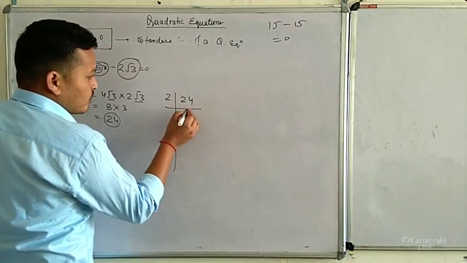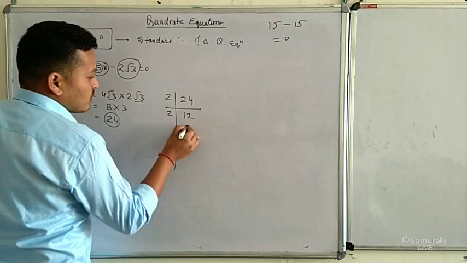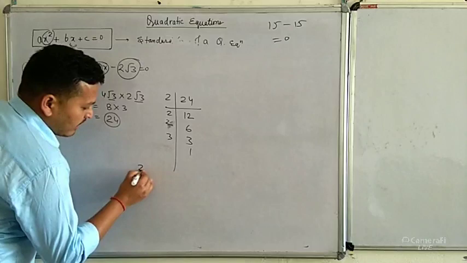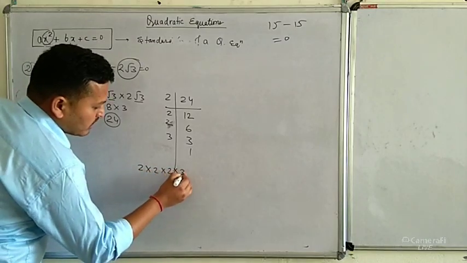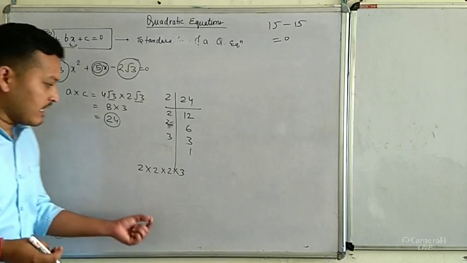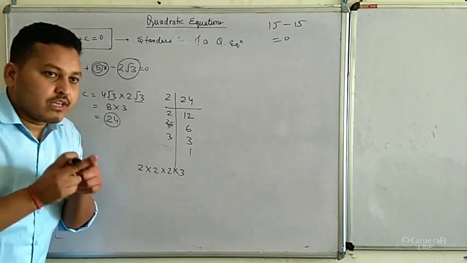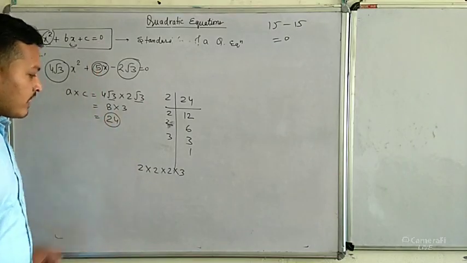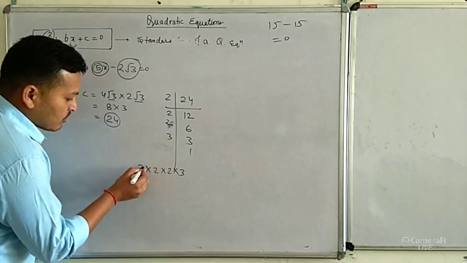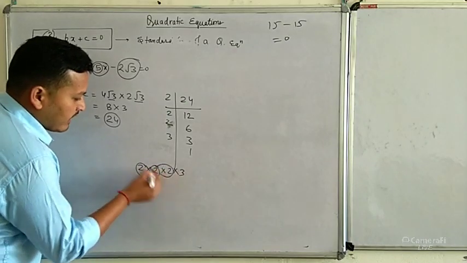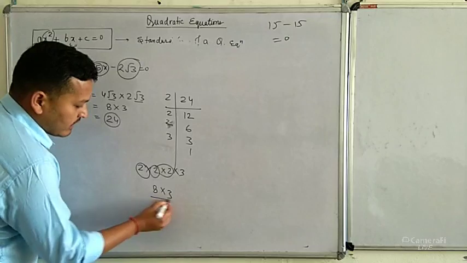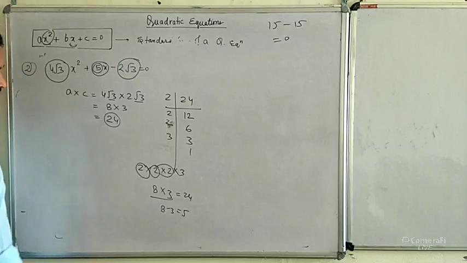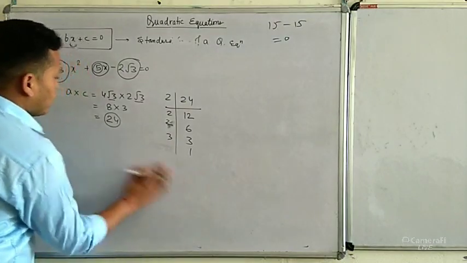Then 2 12 is 24, next 2 6 is 12, 2 3 is 6 and 3 1 is 3. So the factors are 2 into 2 into 2 into 3. Now arrange these factors and make two numbers such that their subtraction or addition is equal to 5 and the product is equal to 24. So 2 2s are 4, 2 4s are 8, so 8 into 3 is 24, and 8 minus 3 is equal to 5.